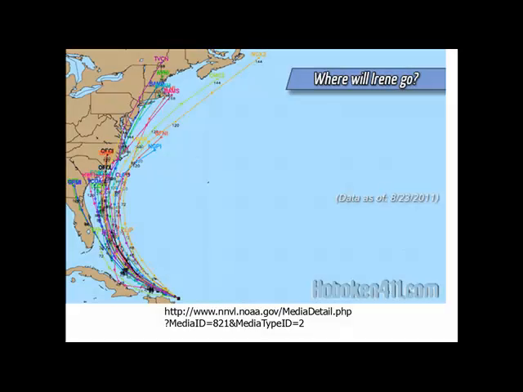And this is a spaghetti model of Hurricane Irene as it was going through New Jersey or through the East Coast.